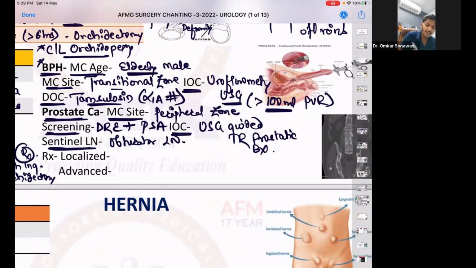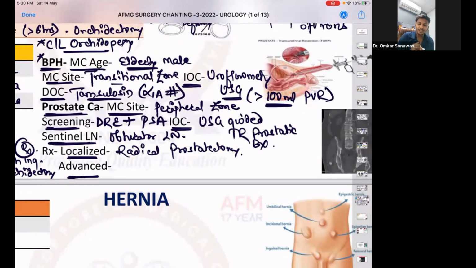If I talk about the treatment of localized prostate cancer or advanced prostate cancer: if it is localized prostate cancer, then what should be done? If it is localized prostate cancer, it is a radical prostatectomy. Important, please remember this.